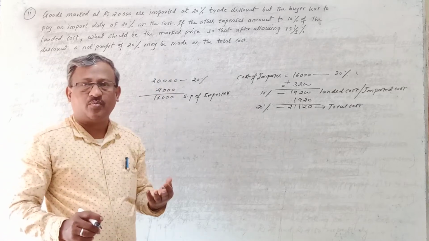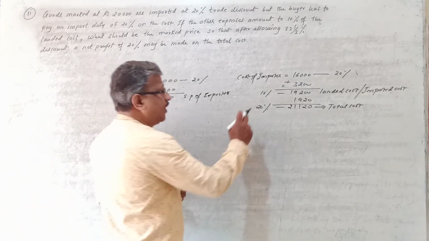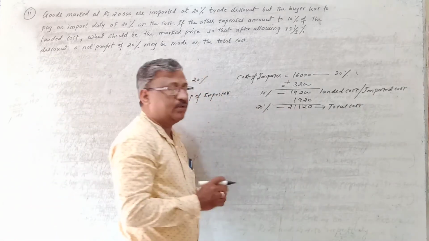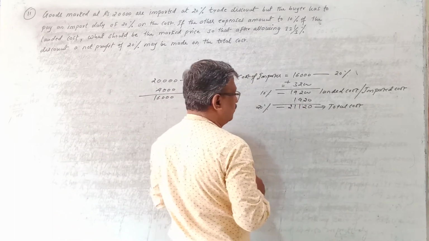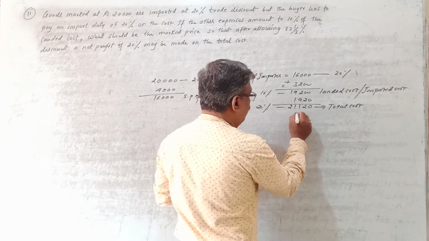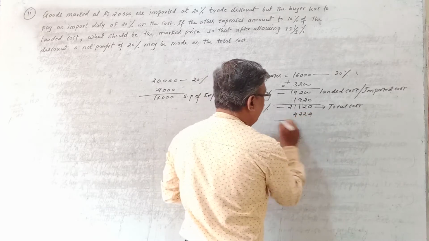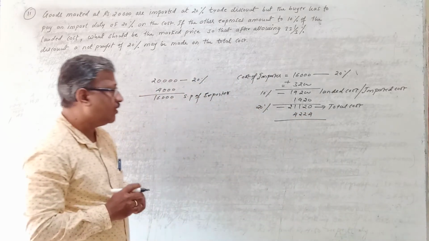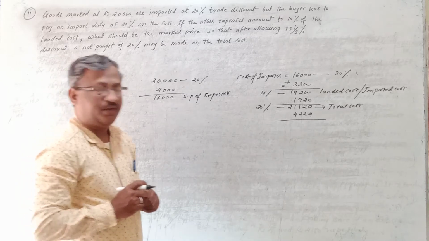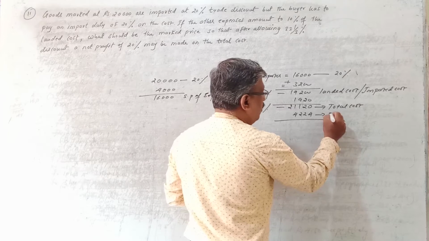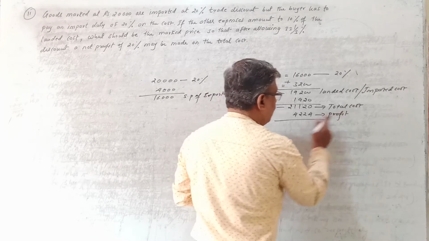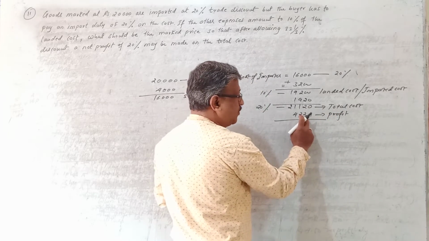Means I can find out the profit. How much profit does he want? So you calculate 20% on 21,120 rupees. So 20% of 21,120 rupees comes to 4,224 rupees. Right? 4,224 rupees profit comes. So this much profit the importer wants on this total cost.